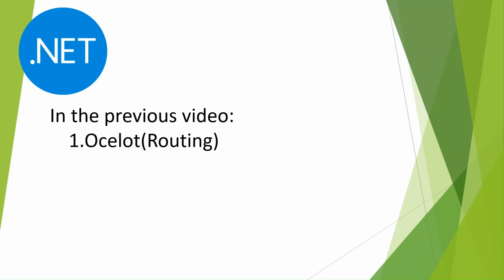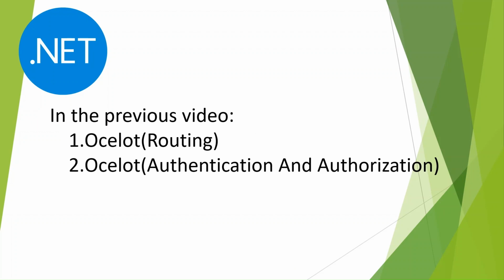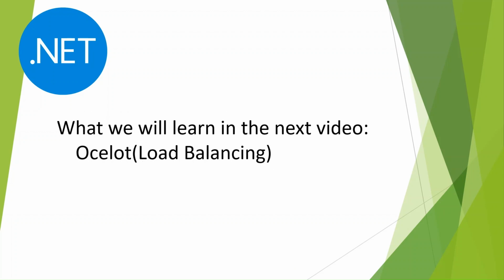In the previous session, we focused on setting up Ocelot routing, learning how to configure our API gateway to properly route requests to the appropriate backend services. Today, we added that extra layer of security with authentication and authorization. But we are not stopping here. In the next video, we will dive into load balancing with Ocelot. We are going to make sure our API gateway can handle traffic like a pro, distributing requests evenly across multiple instances of our services to keep things smooth and responsive.